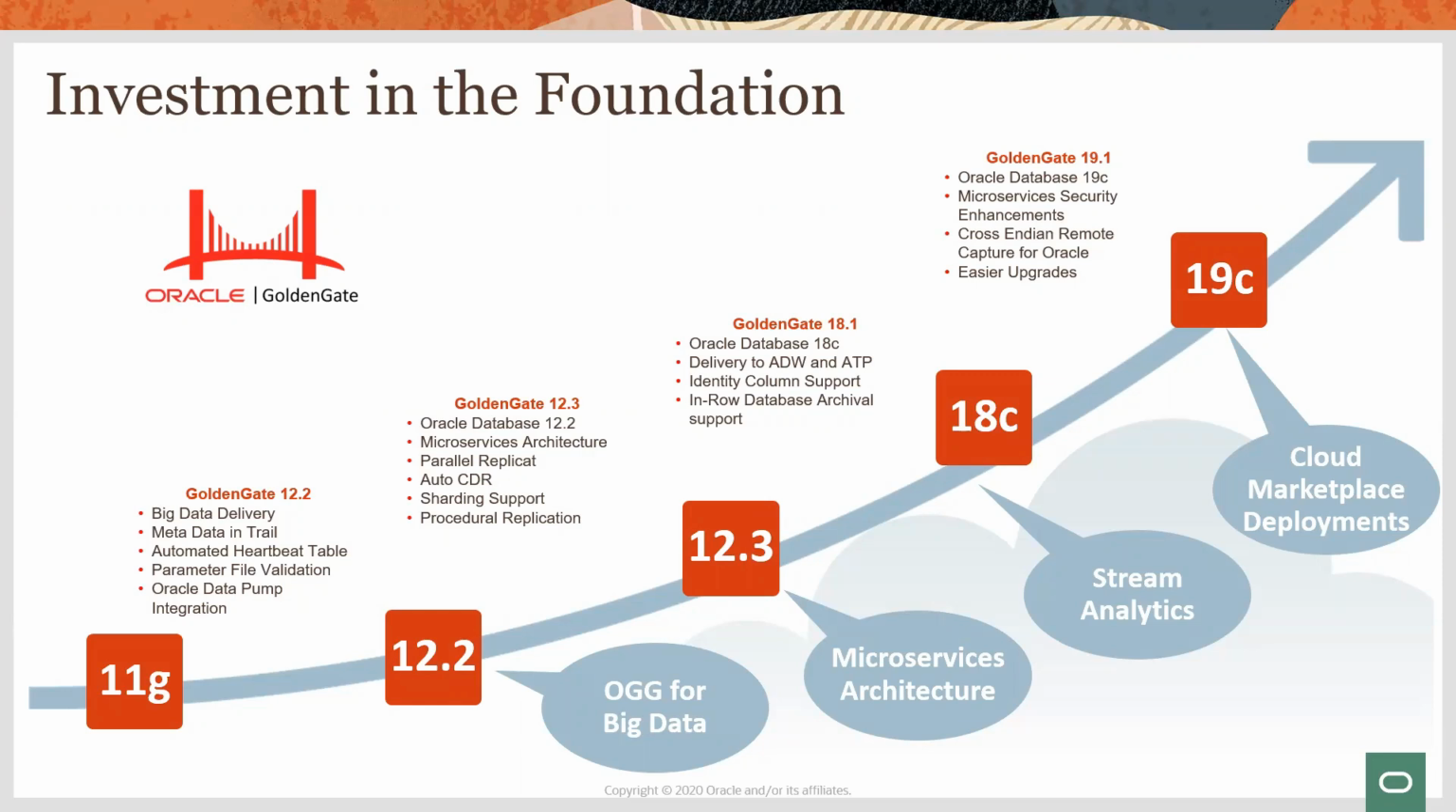Each year that we release, there's typically several major feature improvements, and then a whole host of things that we do every release cycle around performance and security, for example. One of the other things that's happened recently, back in GoldenGate 19.1, we introduced cross-Endian remote capture for Oracle databases.